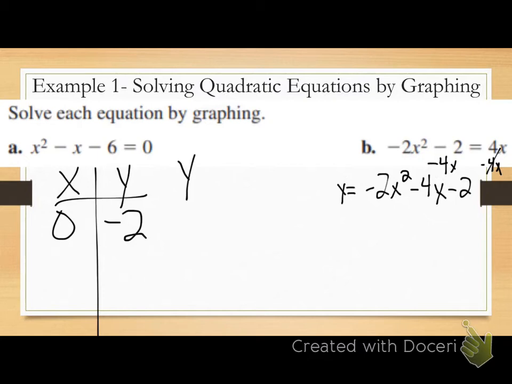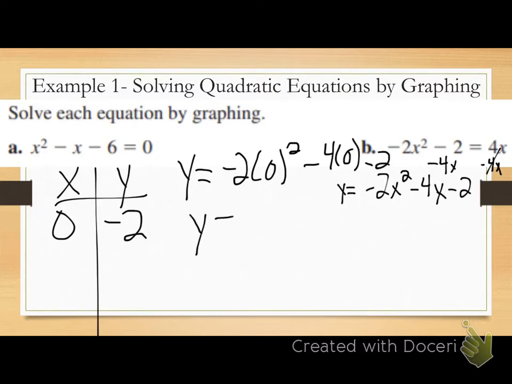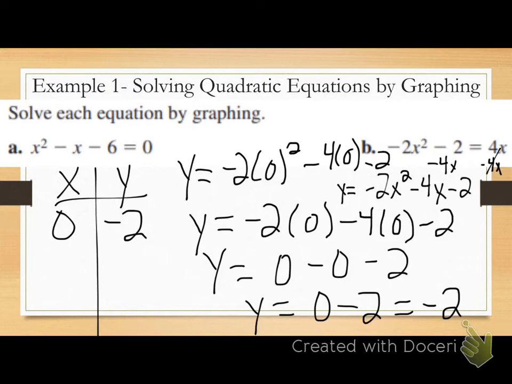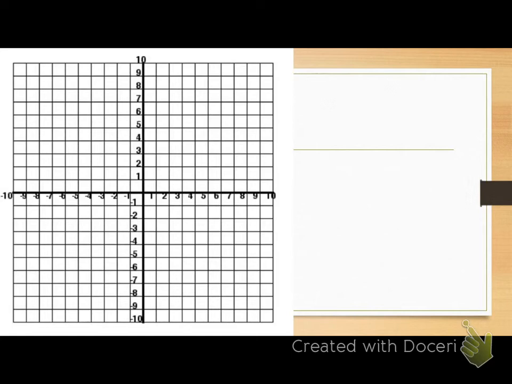So it was y equals negative 2 times 0 squared minus 4 times 0 minus 2. What did we say 0 squared was? 0. What's negative 2 times 0? 0. Negative 4 times 0? 0. 0 minus 0? 0. And 0 minus 2? Negative 2. Everyone okay with that? So there's my first ordered pair, 0, negative 2. It's my y-intercept.